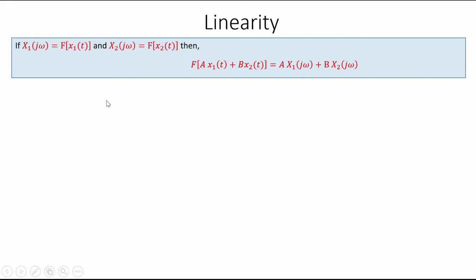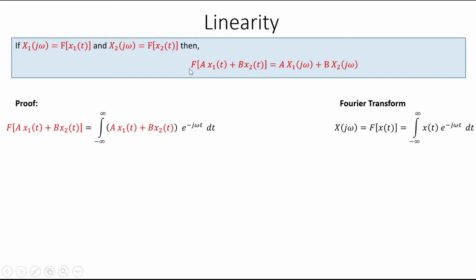So this is the linearity property, and we can have the proof as follows. We have to find the Fourier transform of a x1 of t plus b x2 of t. The Fourier transform of a general function x of t, that is x of j omega, is equal to the integral from minus infinity to infinity of x of t e raised to minus j omega t dt, the general equation. So in order to find the Fourier transform of a x1 of t plus b x2 of t, we have to replace this x of t by this.